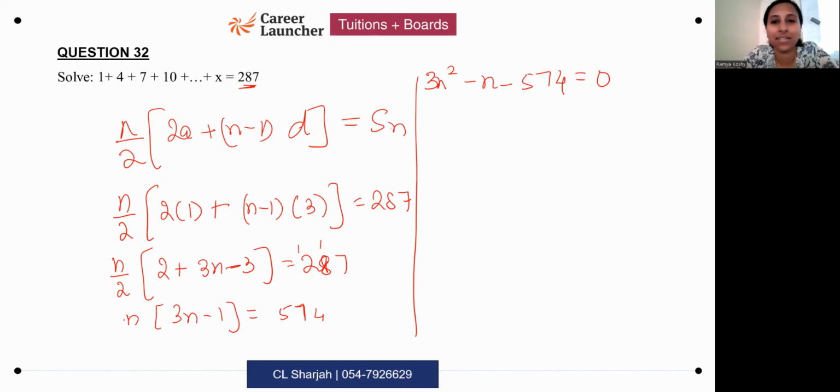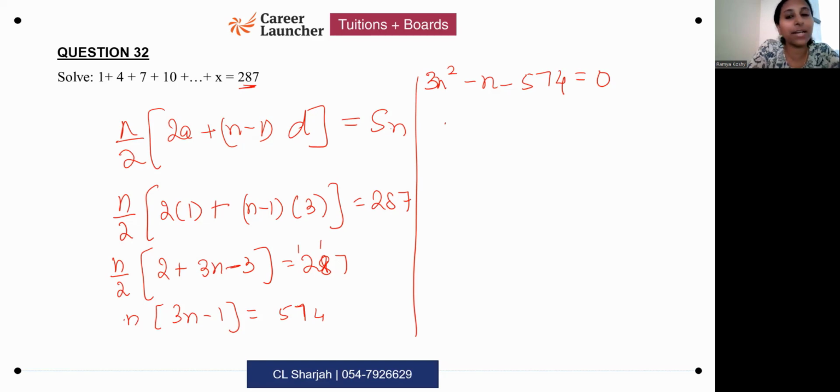Ma'am, n will be 14, ma'am. N is 14. That's correct then. So how did you solve this? Did you use splitting the middle term or the quadratic formula for this? Most of you use the quadratic formula? Quadratic formula, ma'am. All right.